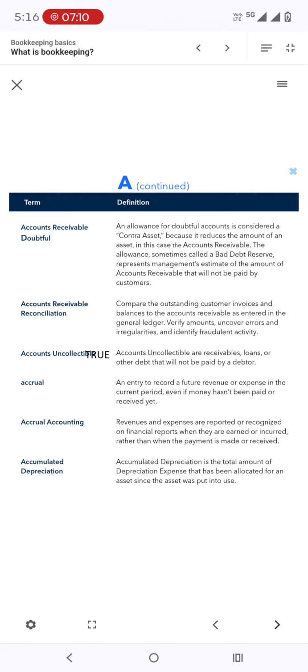For example, if you know that you have completed a particular service on the 28th of February, then in the books of account you will debit the customers and you will mention the consultancy receipts, unbilled consultancy receipts, right. This way you can do the accruals and accrual accounting, okay. Then accumulated depreciation, that means the total amount of depreciation expenses that has been allocated for an asset since the asset was put into use.